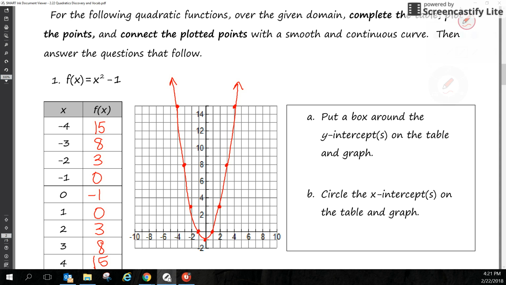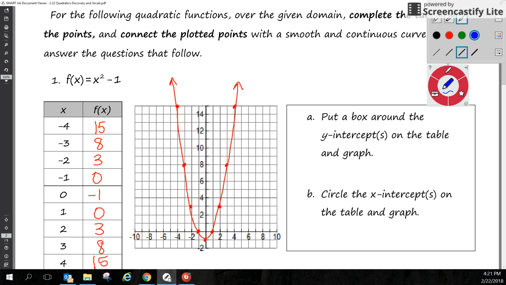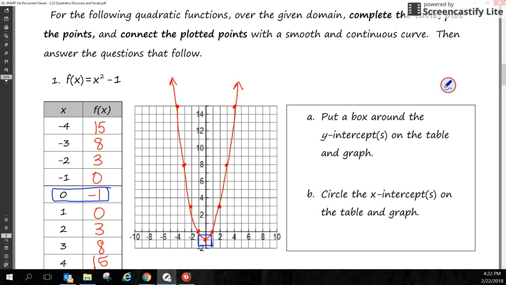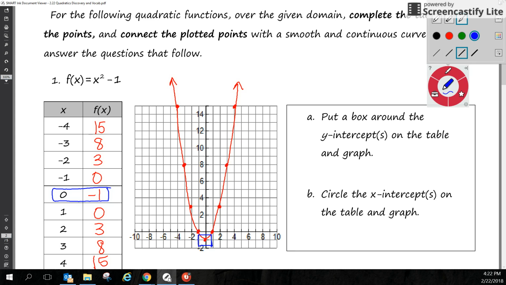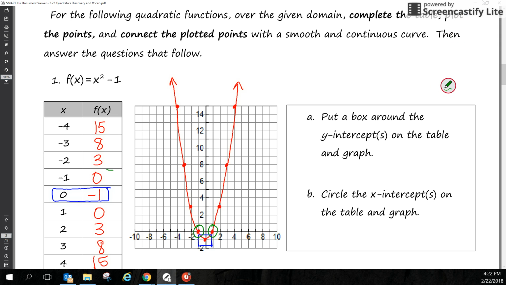All right, so put a circle on the y-intercept. So recall that a y-intercept is where my graph crosses the y-axis. So this guy down here is my y-intercept. And seeing that on the table, this guy here is my y-intercept. It's where x is equal to 0, y is equal to negative 1. That's this point down here. And then it says circle the x-intercepts. X-intercepts are where we cross the x-axis. So we're looking at this point and this point. On the table, it's where y is equal to 0. So we're looking at this point here and this point here. Those are our x- and our y-intercepts.